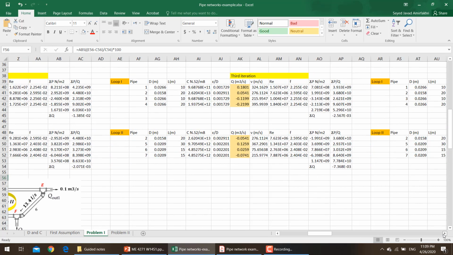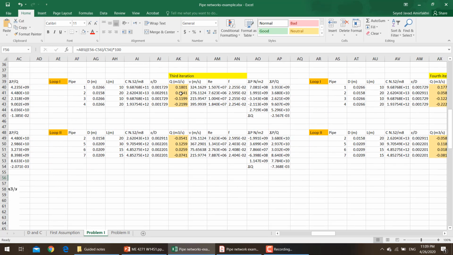Then the only thing is that, guys, you need to just check the sign for the Q, correct? Sometimes you start, for example, with a positive value, and then based on the calculation, this value converts to a negative value. So you need to just make sure that delta P and Q always have the same sign. You just need to take care of this point.